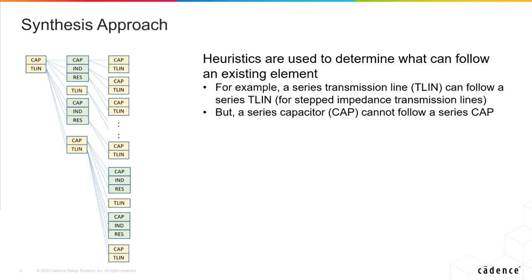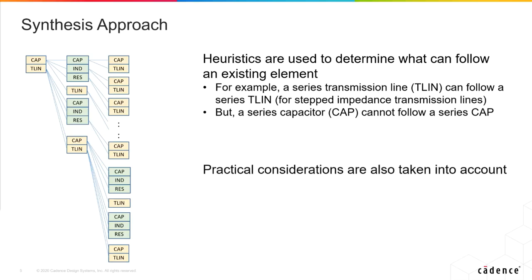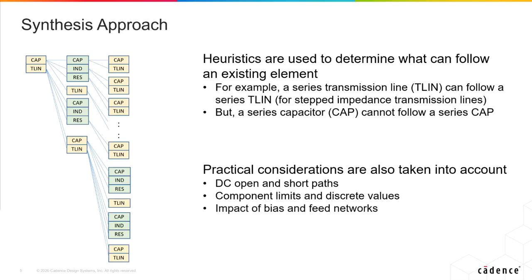We do have practical considerations that we take into account. For example, you can have stepped impedance transmission lines. That is to say, a series transmission line can follow another series transmission line, but we're not going to have a series cap follow another series cap. Other practical stipulations that could be taken into account: DC open and short paths, component limits. Of course, in the case of using the component models, you get to decide exactly which models to use.